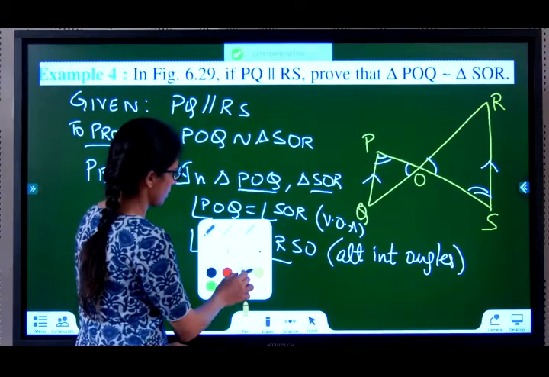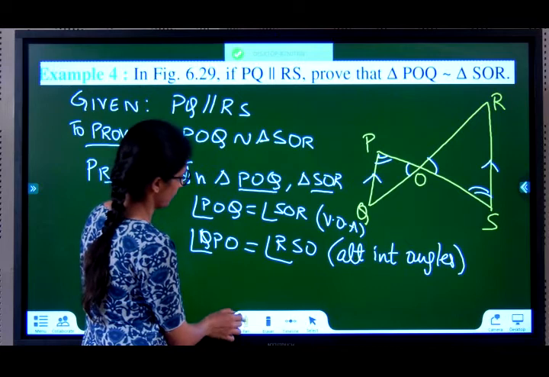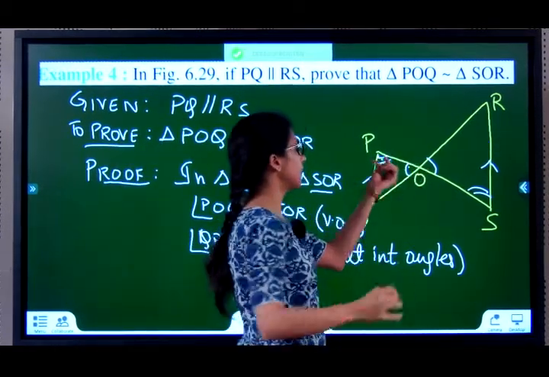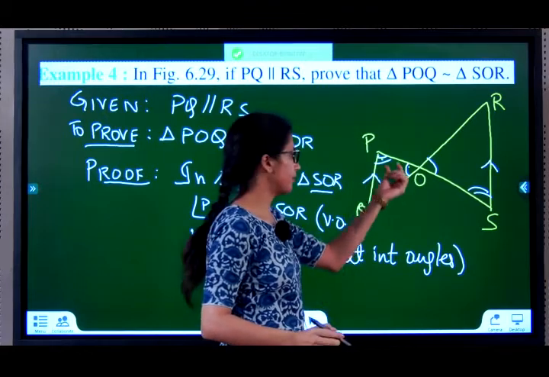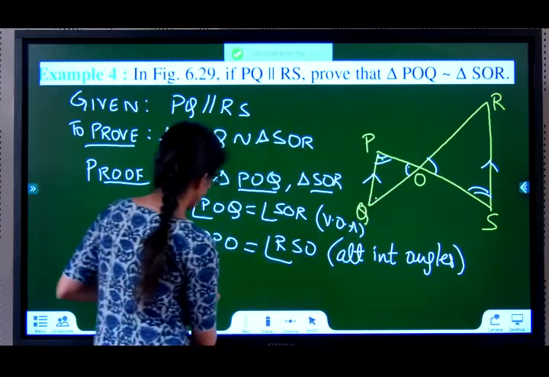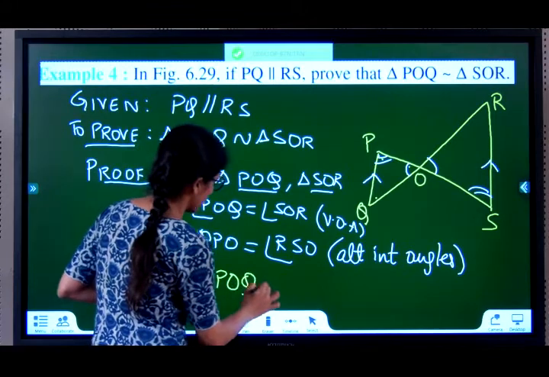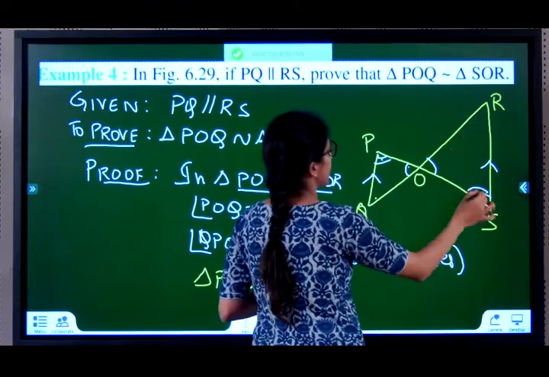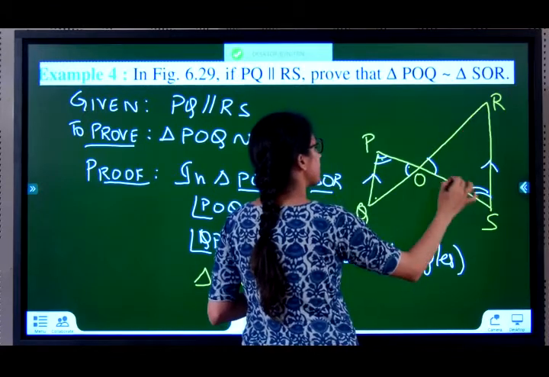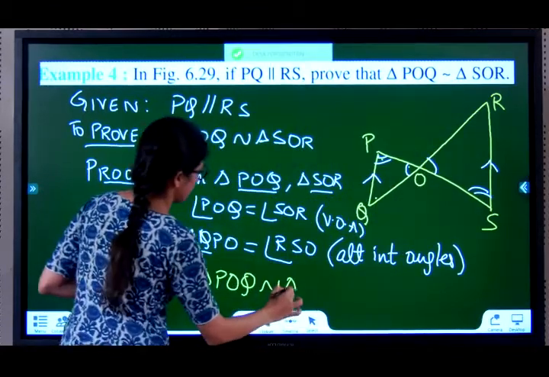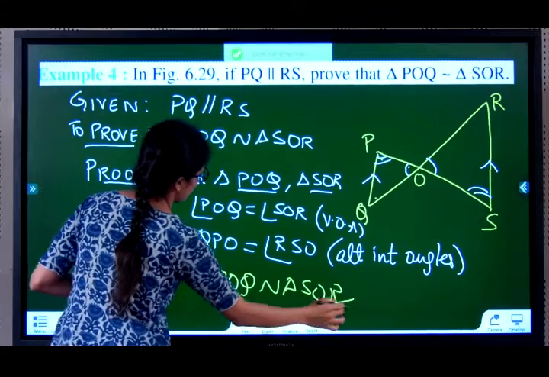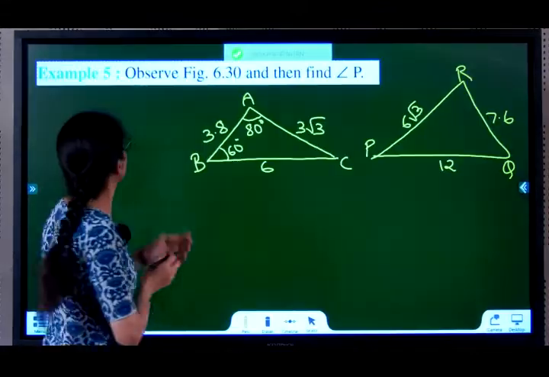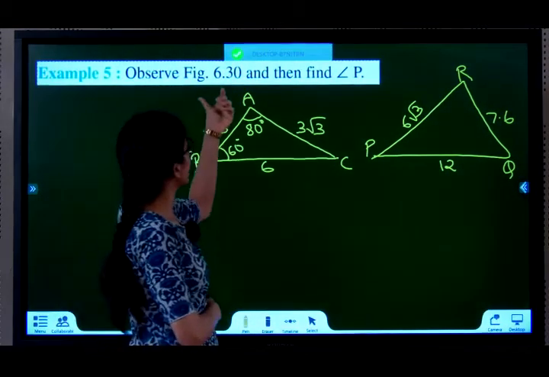So now I can therefore say triangle POQ, double line, single line, no line, double line, single line, no line, is similar to triangle SOR. That is exactly what is asked. Reason, AA similarity criteria.